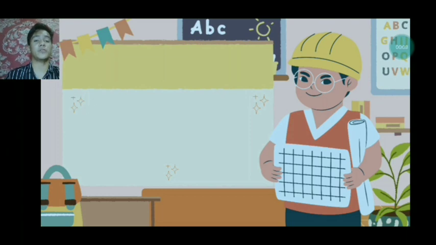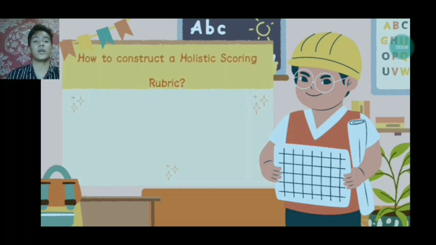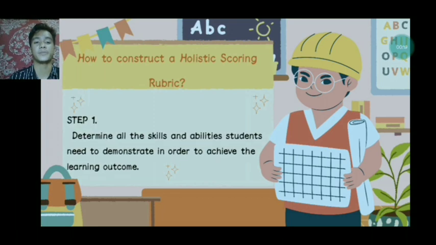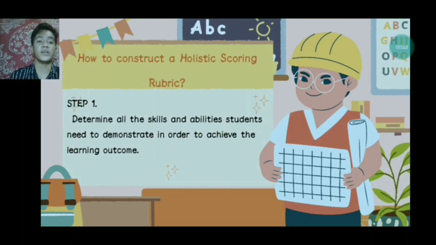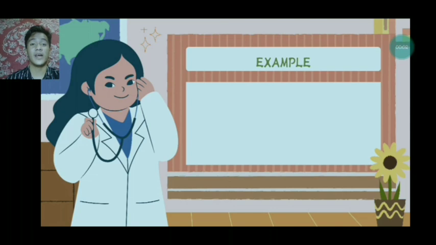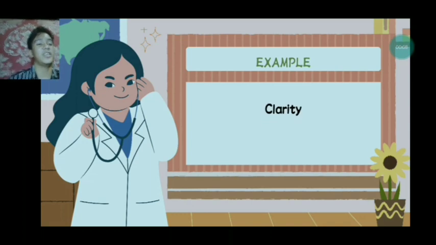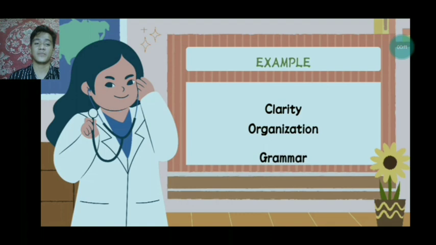So, we are now on the main point for today's lesson, which is how to construct a rubric. So, how to construct a holistic scoring rubric. There are 3 steps in order to construct a holistic scoring rubric. The first step is to determine all the skills and abilities students need to demonstrate in order to achieve the learning outcome. So basically, you will determine or indicate what you want to see from students and their performance. For example, the abilities and skills students need to demonstrate in their performance are clarity, organization, and grammar.